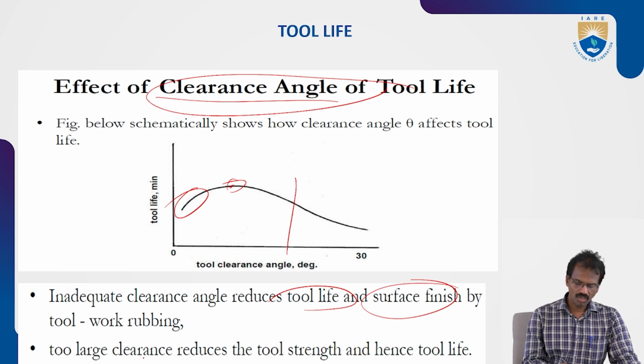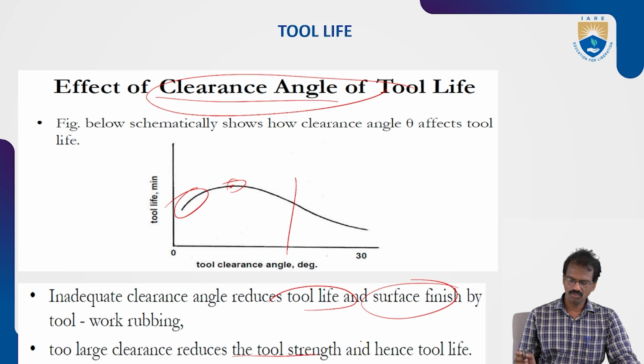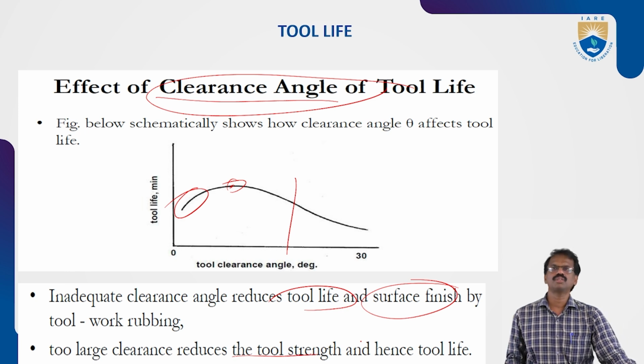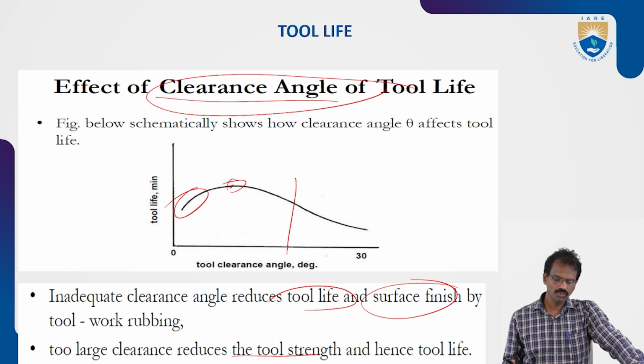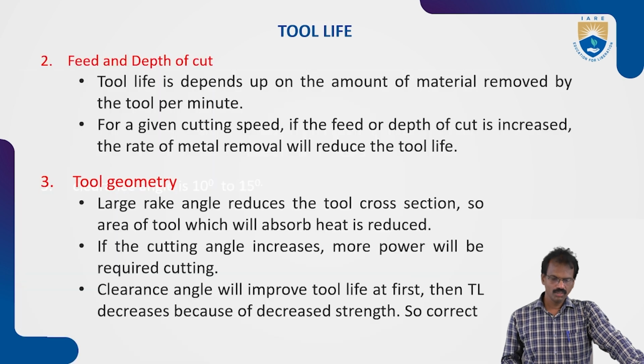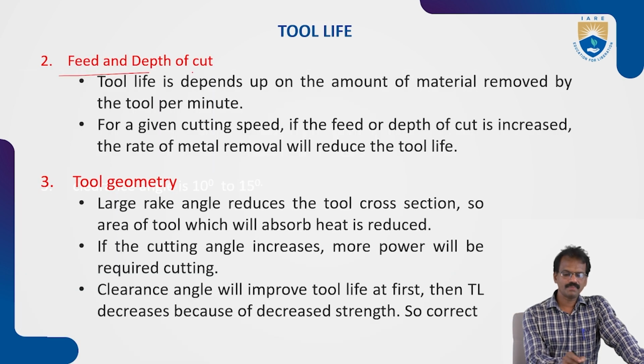So too large a clearance reduces the tool strength, and tool life decreases. So we have to understand the optimized clearance angle, then we can increase the tool life also. So next, feed and depth of cut.